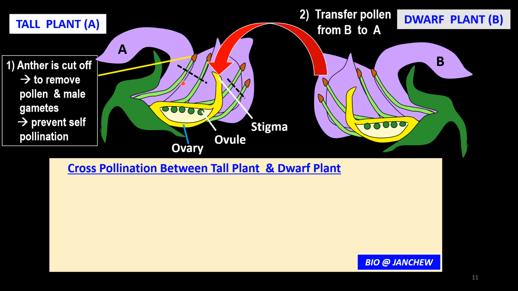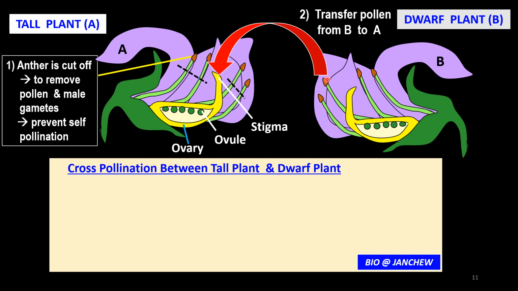And this is to remove the pollen grains which contain the male gametes of the tall plant. This will prevent self-pollination, whereby the pollen grains or the male gametes from the tall plant are transferred to the stigma of the same plant, of the flowers of the same plant. That will not be a cross between the tall plant and dwarf plant. So for a cross between tall plant and dwarf plant, the pollen grains must come from the dwarf plant.